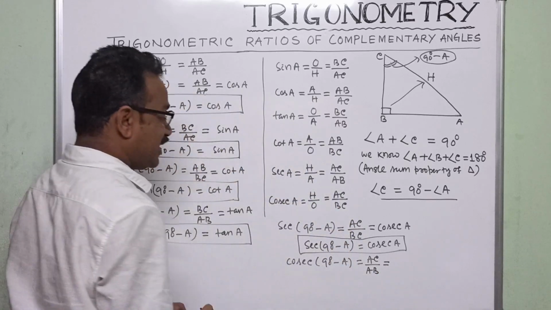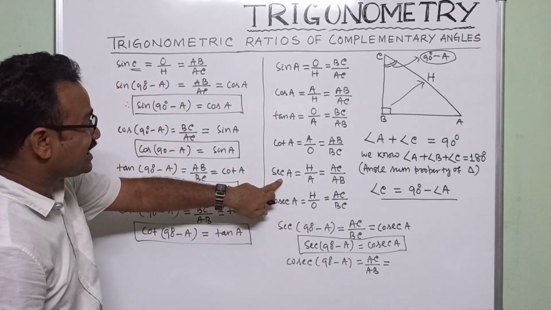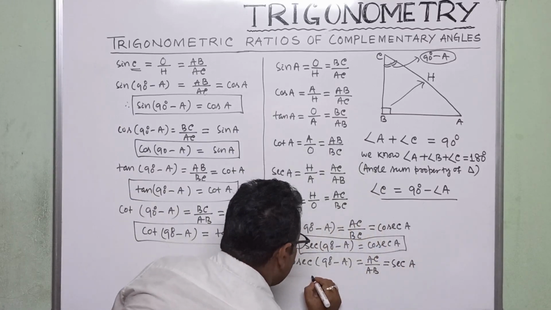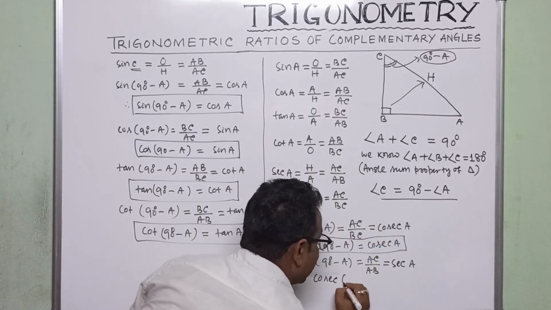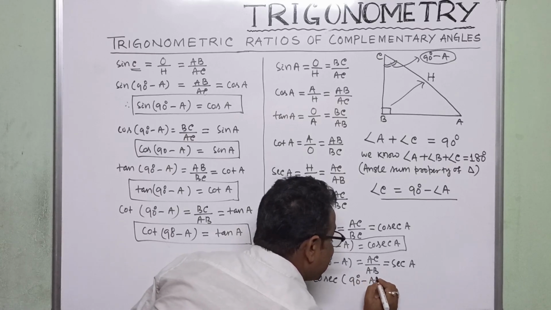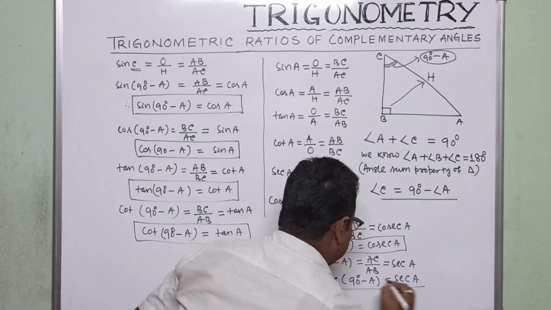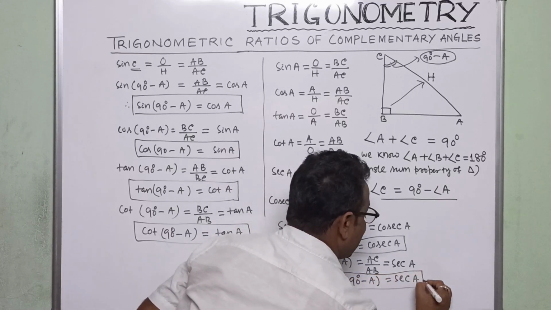AC by AB is equal to sec A. So cosec 90 minus A is equal to sec A.